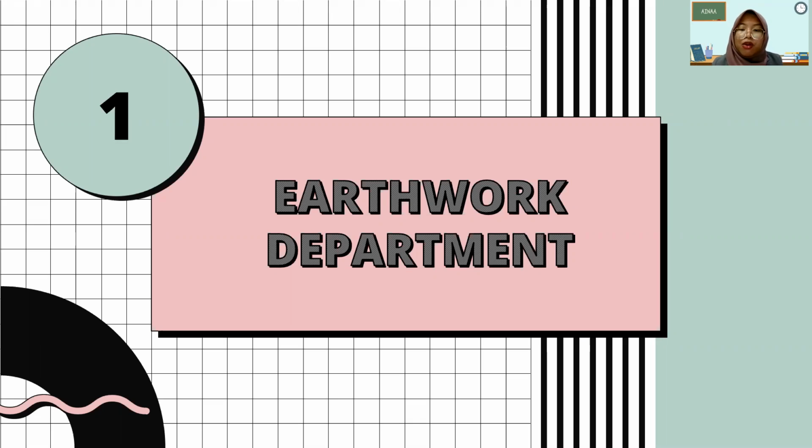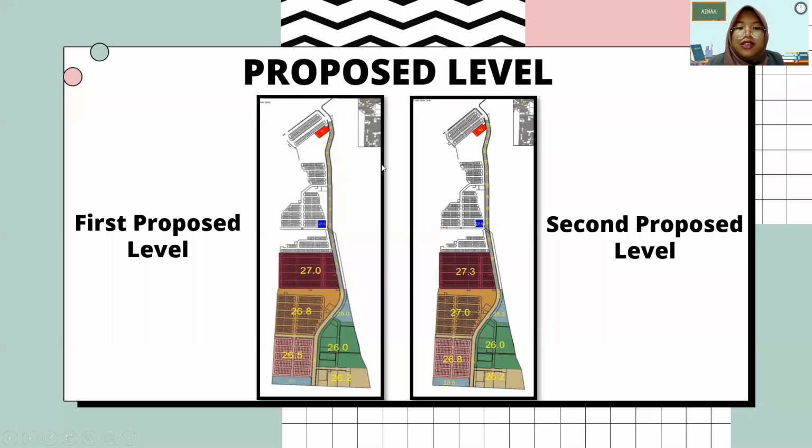So the objective for Earthwork department is the determination of purpose level, cut and fill process by using grid method within the site boundary, cross-section of the site plan after cut and fill work, and slope stability analysis by using Bishop simplified method of slices. So this is the purpose level. As you can see, on the left side is the first purpose level, and the right side is the second purpose level. They minimize the height of the purpose level.